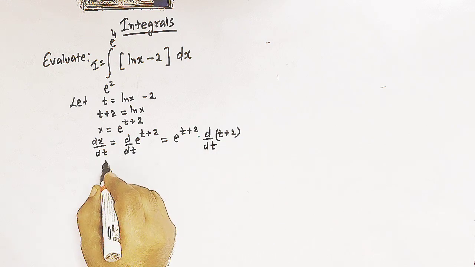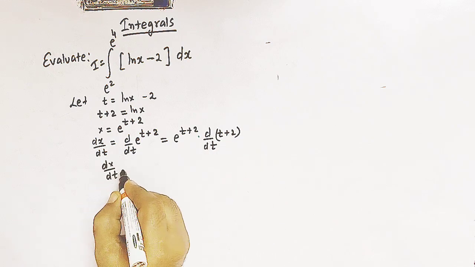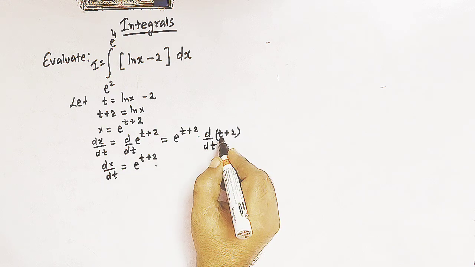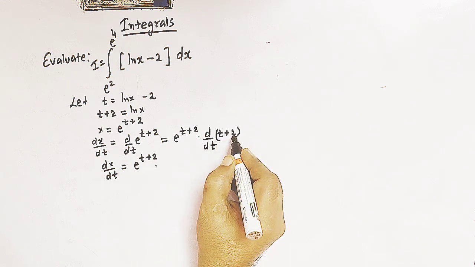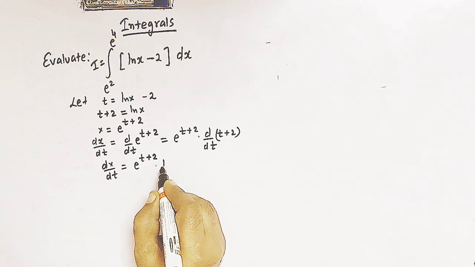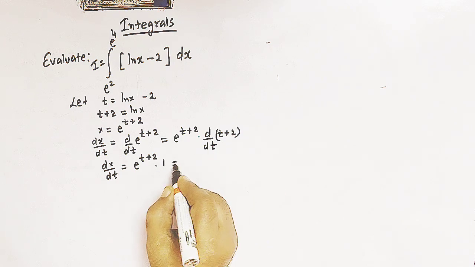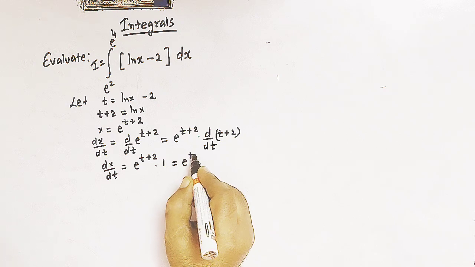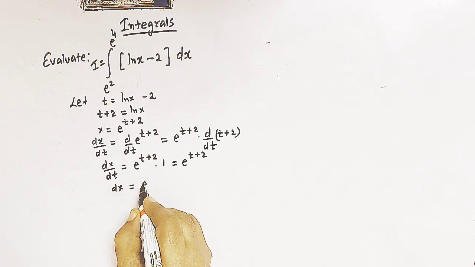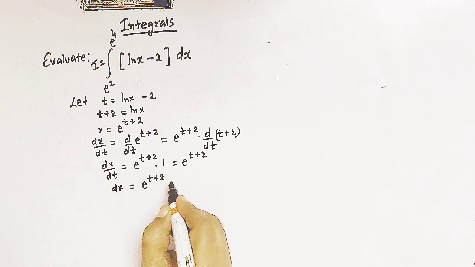So we can now write dx over dt is equal to e raised to t plus 2, and here the derivative of t is 1 and the derivative of 2 is 0. So here we are left with only 1. So we have e raised to t plus 2. So now we can write dx is equal to e raised to t plus 2 dt, right?